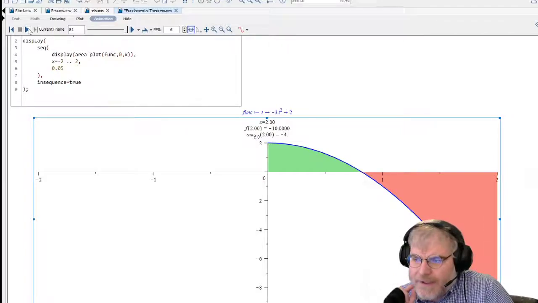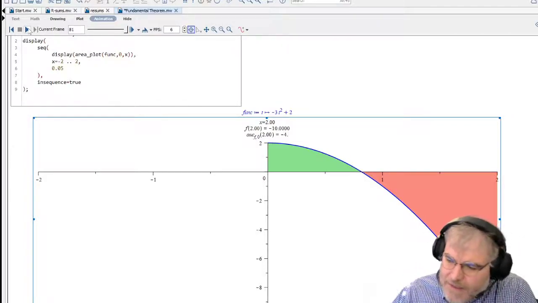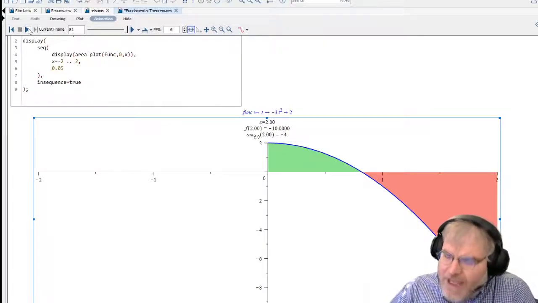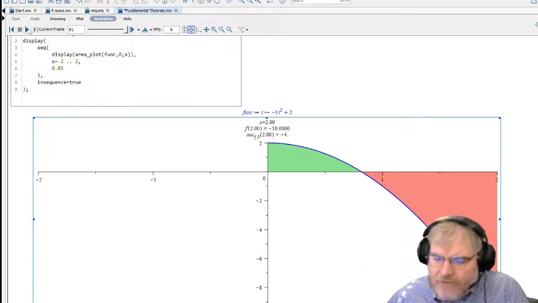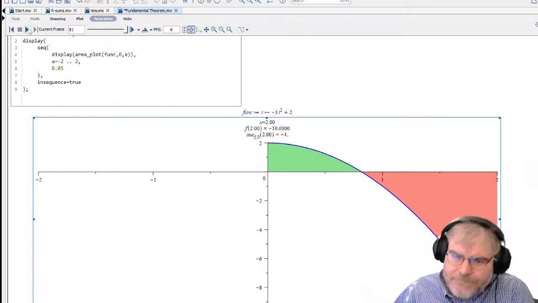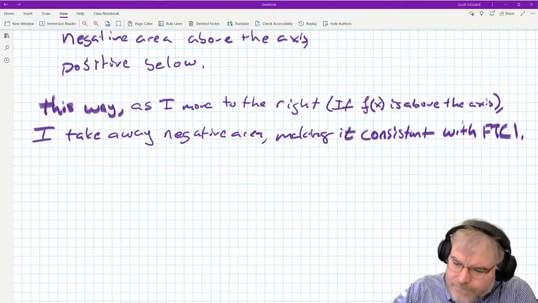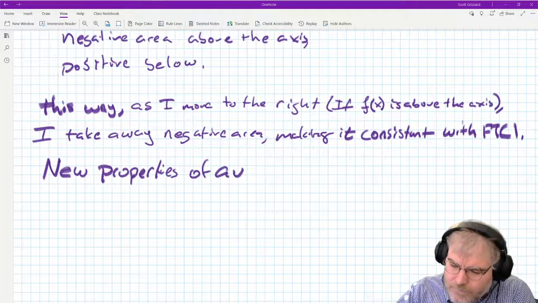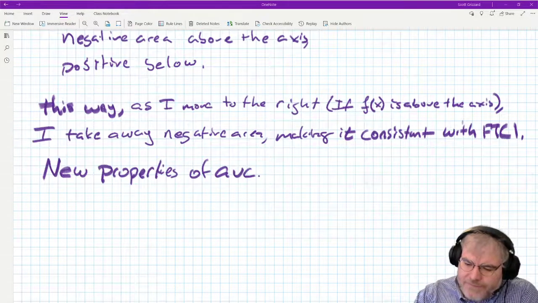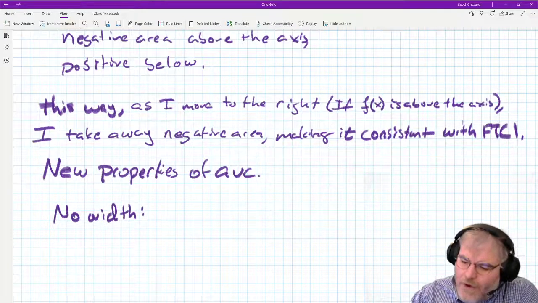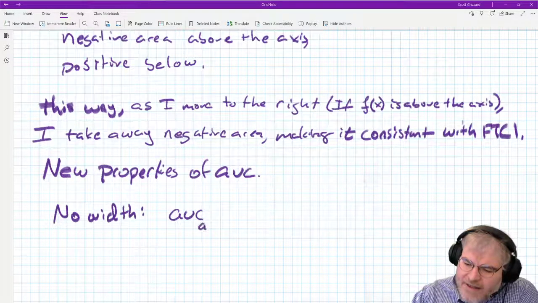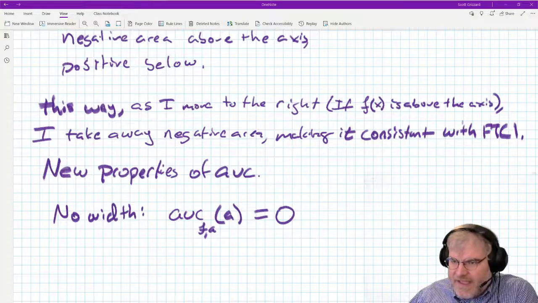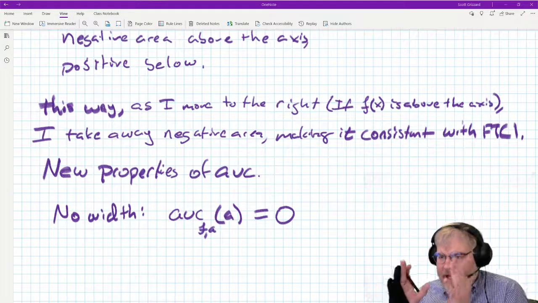But that gives us this interesting property. Remember before we had a formula for recomputing base points. We now have two more little properties about this AUC function that are interesting. The first one is that no width: F_A of A equals 0. If X equals A, then I've done nothing. I've got no width.